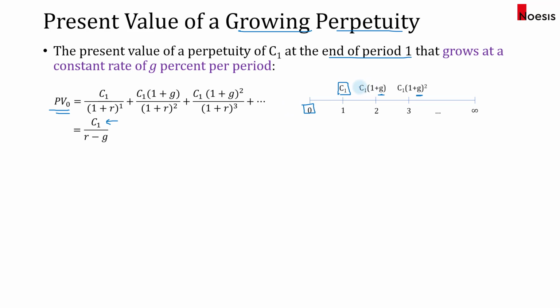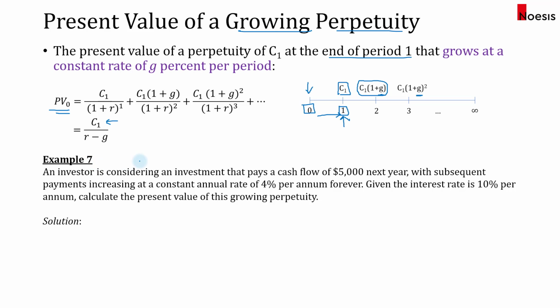Always remember that to find the value at time 0, we always start with the cash flow 1 period later, which is C1. So if you are trying to calculate the value of these cash flows at time 1, then you will use C2 in this formula.